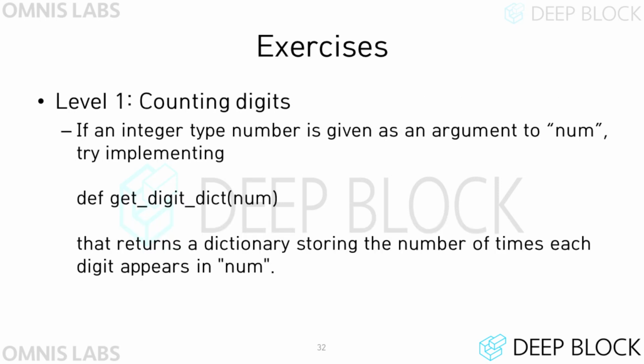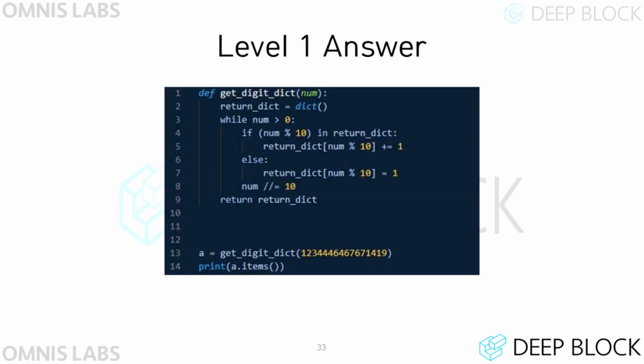Let's solve a practice problem. When a certain natural number is given as an argument to the parameter num of a function, try implementing a function getDigitDict that returns the number of occurrences of the numbers in each digit of the natural number in the form of a dictionary. For example, we can implement the function like this.